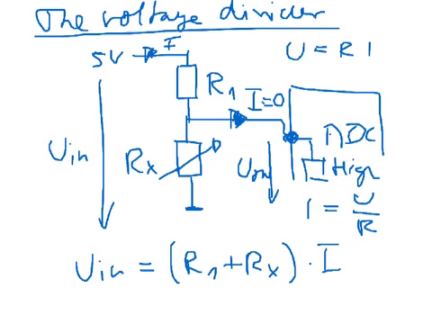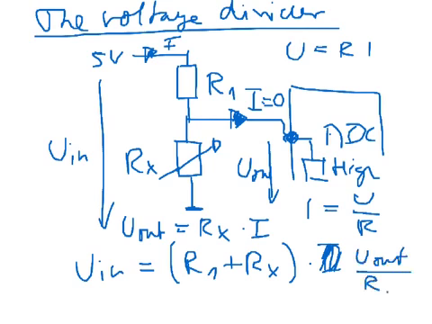Now we can also write U out equals Rx times I. Now we can actually substitute the expression for I that we get from this equation into that equation, and we get something like this. Let's get rid of this. U out divided by Rx. So now we see we have an expression that relates U out to U in.